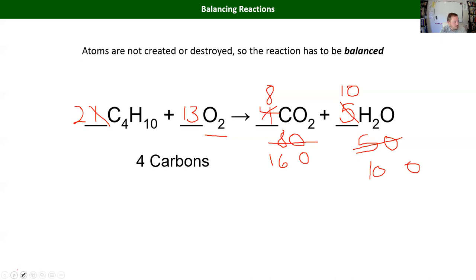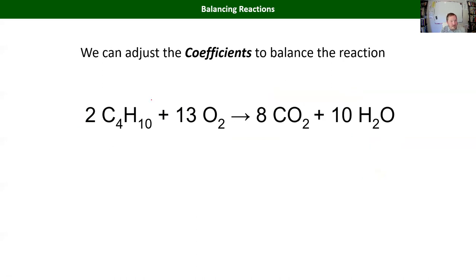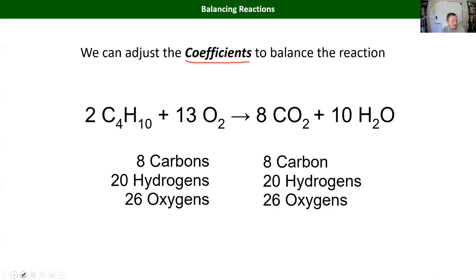All right, so if it's balanced, and so those numbers that we put in front of the compounds are called coefficients. It's basically the number of each molecule we need to make the overall reaction balanced. When we do that, we get it right.